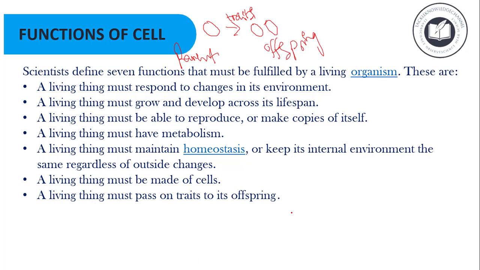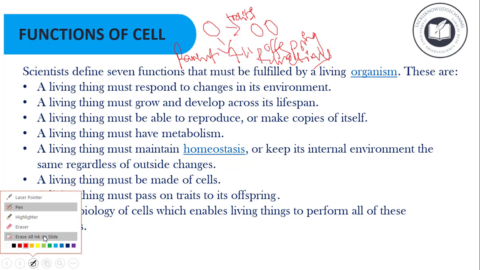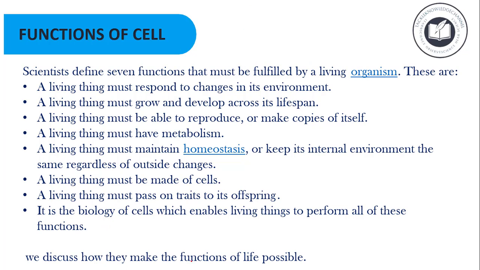So next, it is the biology of cells which enables living things to perform all of these functions. As we know, the biology of cells enables living things to perform all functions. Now next, we will discuss how they make the functions of life possible. We will be seeing how these functions of life are possible and how cells are working.